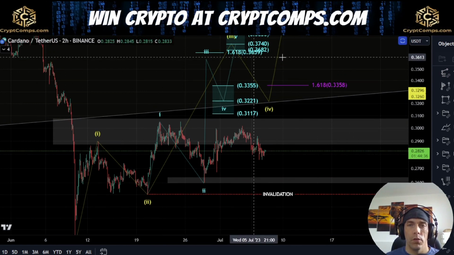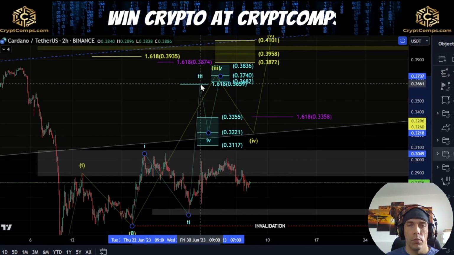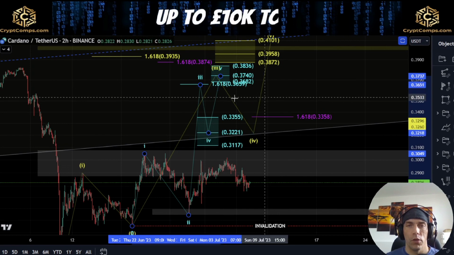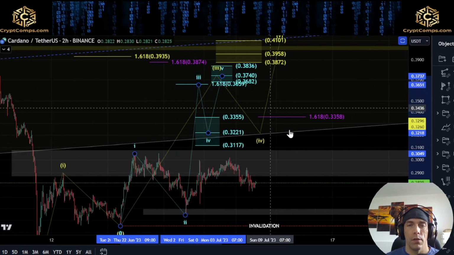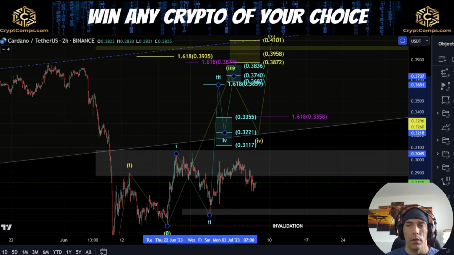This is possible, but for more confirmation of this, we actually need to see price start to develop good structure and break above this 36.59 area for that confirmation.